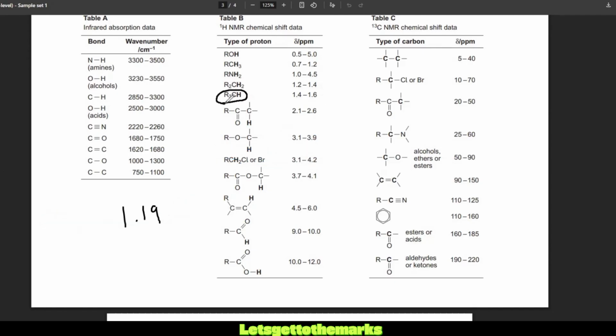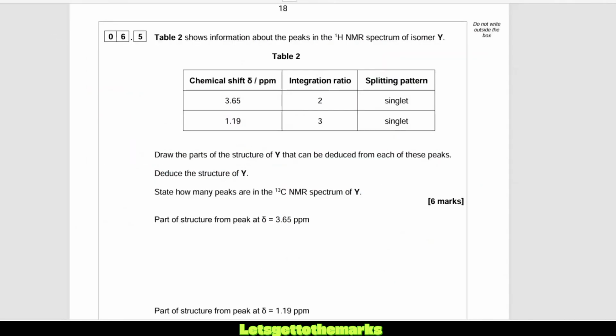Now let's look at 1.19. Check it here, 0.7 to 1.2. It's going to be a CH3 group. So we now know, and you're going to get 2 marks out of 6 for this, that the 1.19 is a CH3 group and 3.65 is the RO group. So let's get this down. The molecular formula, remember, is C5H10O2. I'm going to go through the answer.